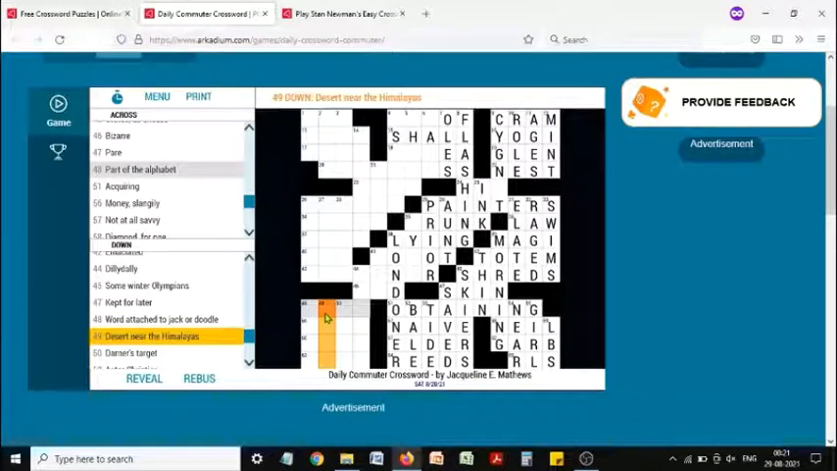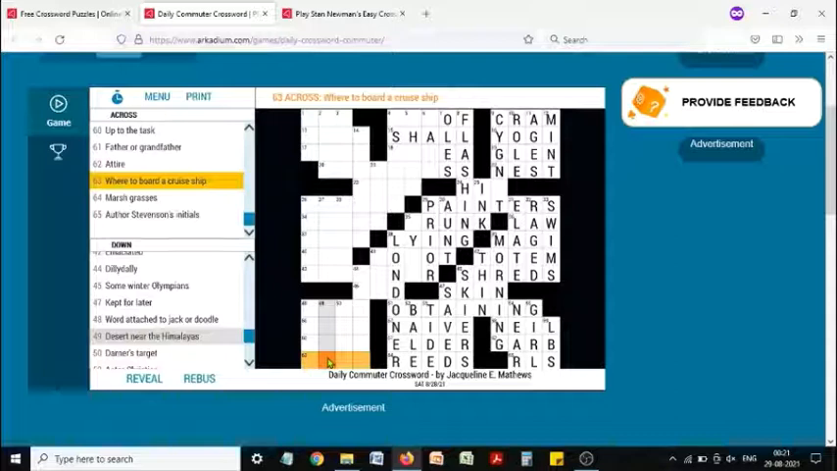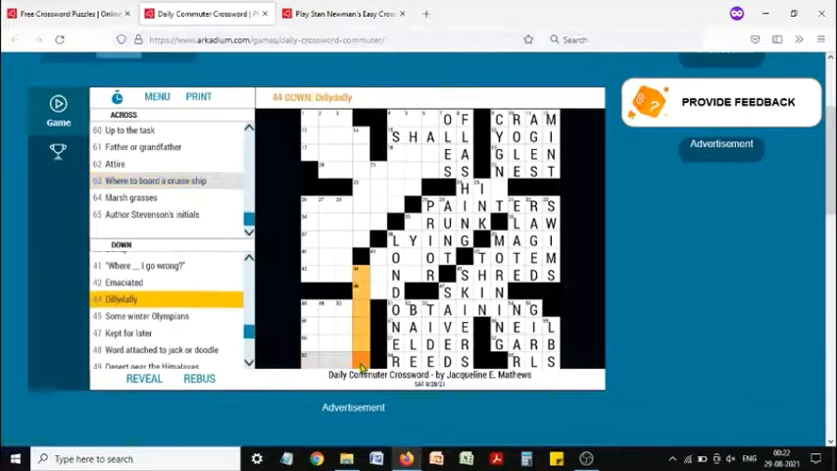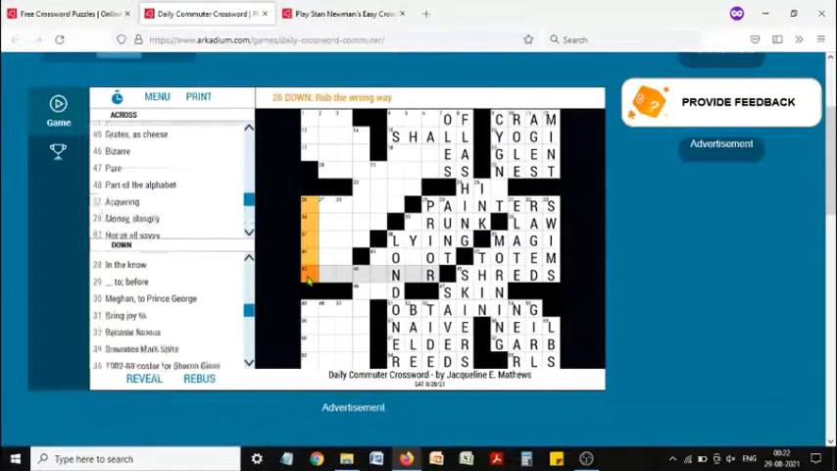The Gobi Desert, the Thar Desert. I don't know. Both are 4-letter words. If this is Gobi, this becomes Pier, P-I-E-R. But then this will be an E. Dennis target, I don't know. 44 down. Dilly Dally. Dilly Dally is to kill time, not to do things in an urgent manner. So I don't know what dilly dally means over here.